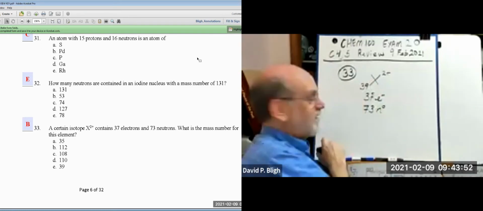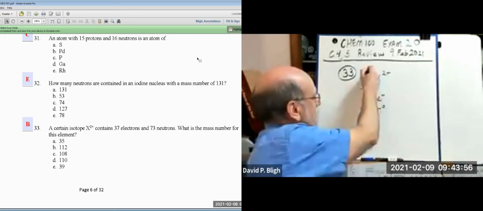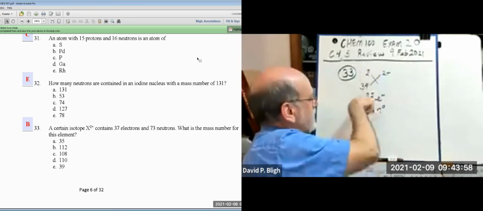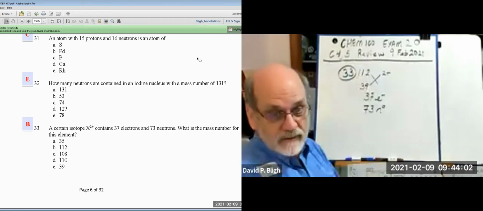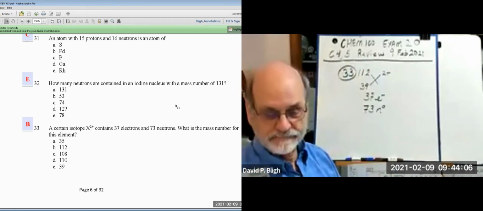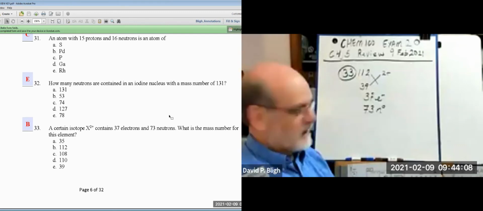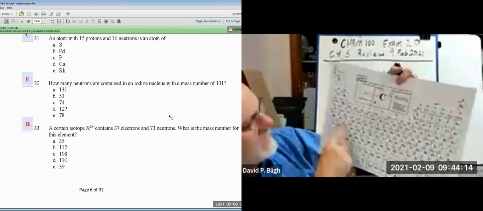Okay, now we can calculate. So that's 2 and carry the 1 and 11, right? 112 would be the mass number. By the way, what element is that? Let's see. 39. That's yttrium.